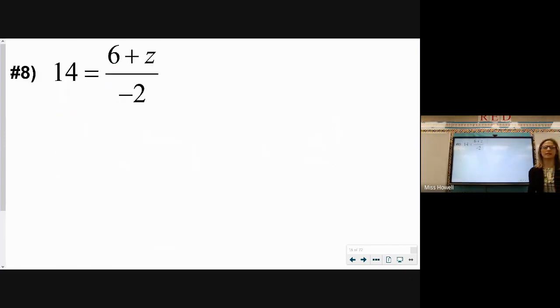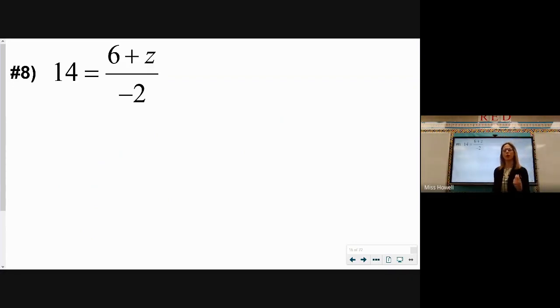All right, number 8 is a little bit different than anything we've looked at so far. It says 14 equals (6 plus z) over negative 2. And right now you're probably saying that's not a proportion. We don't have our format of fraction, equal sign, fraction. And so the way that this is written, we wouldn't be able to do cross products.